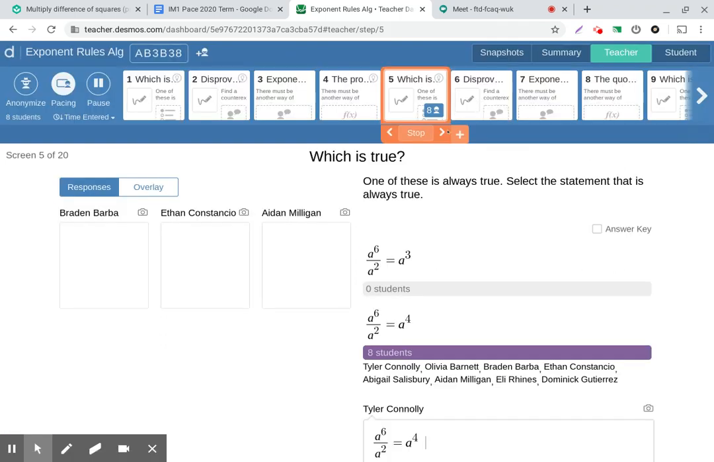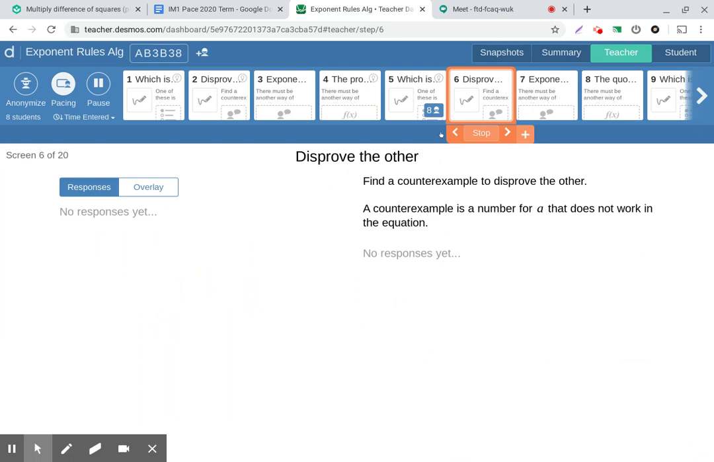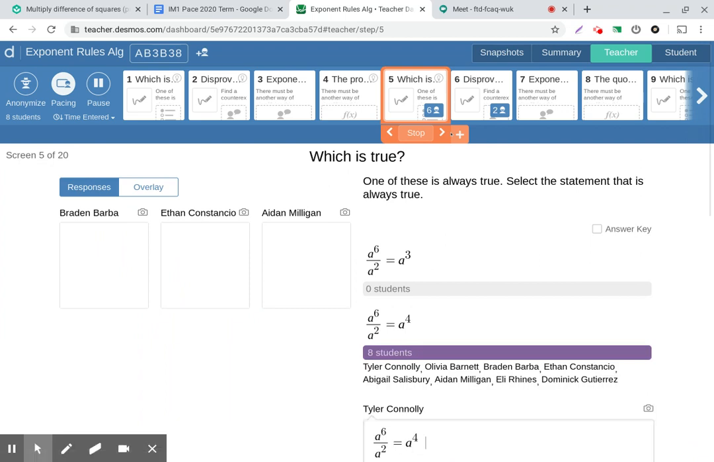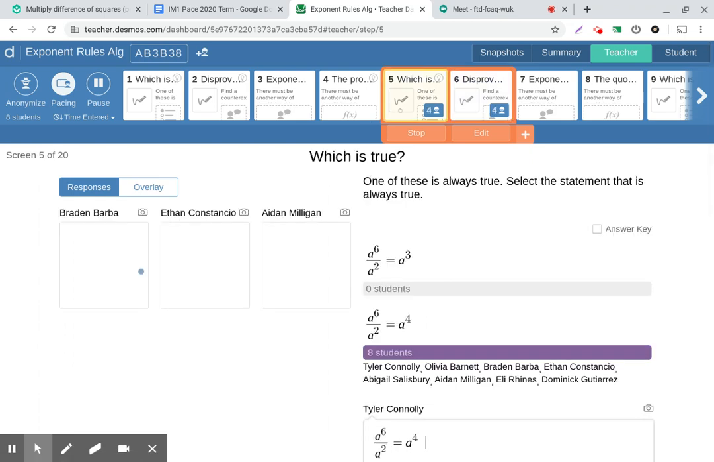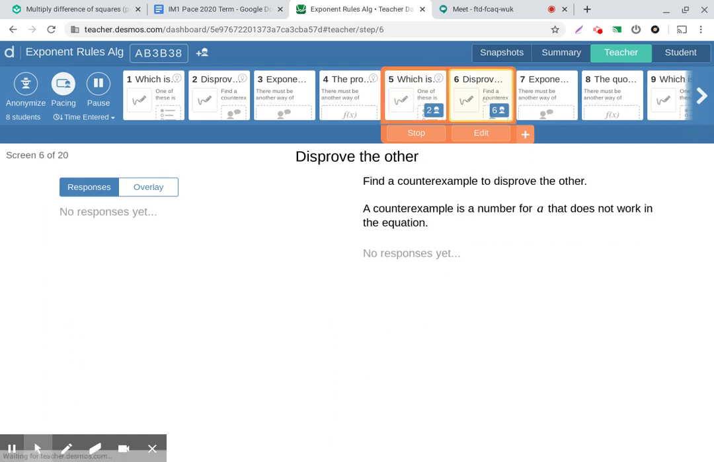All right, let's go to screen 6. Counter example. Okay, so that one you have to plug in a number, right? For the A. Let me look at the 5. It's a to the 6 divided by a squared. So plug in a number. Don't plug in a huge number. I would plug in, what would I plug in?